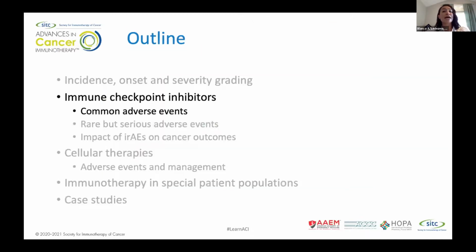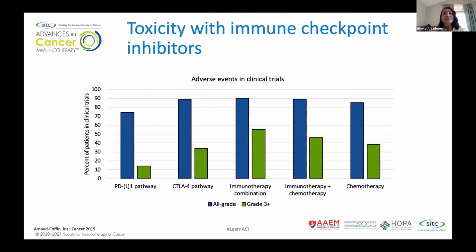Now moving on to common adverse events. Here we see the toxicity with checkpoint inhibitors. We see the PD-L1 pathway, CTLA-4 pathway, the combination IO-IO, IO-chemo, and then chemotherapy alone. We definitely see that grade 3 and above events are increased when we give IO-IO, followed by IO-chemo. Otherwise, it's pretty well tolerated, with the majority being all grades when given with PD-L1 as a single agent, or CTLA-4 as a single agent. But nevertheless, we still see grade 3 and greater with single agents, but obviously greater when given in combination with IO or IO-chemo.